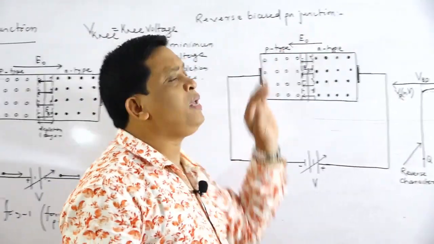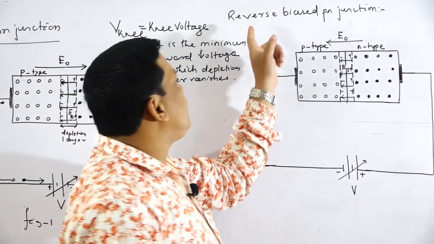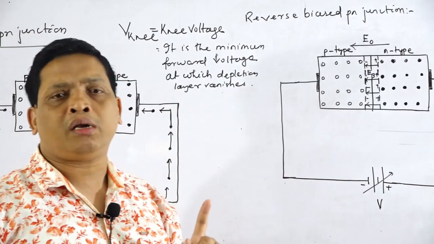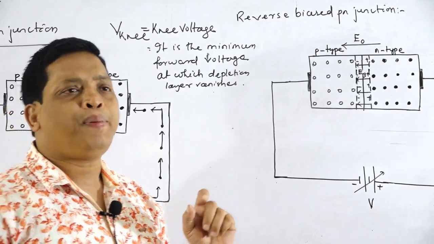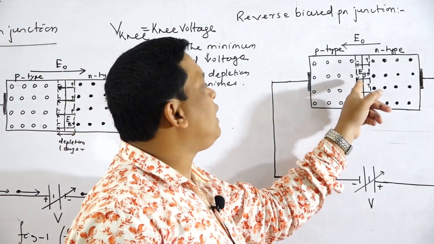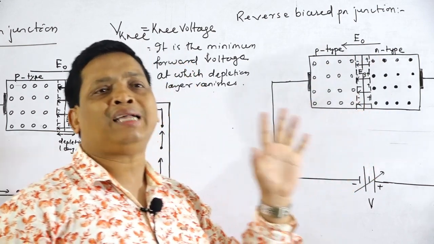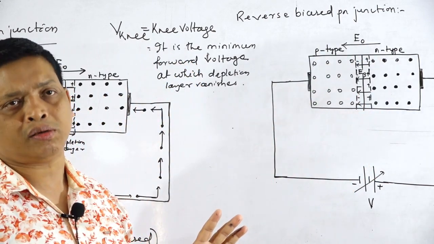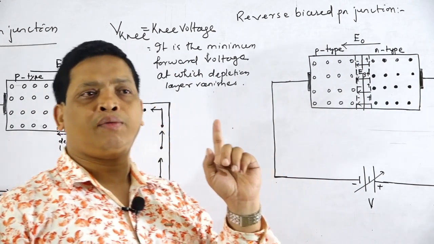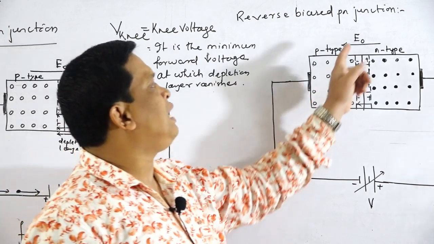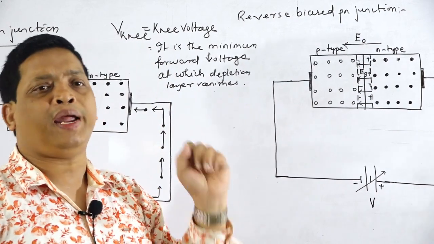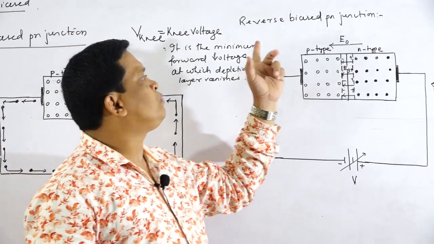Reverse biased p-n junction. What is the meaning of reverse biased p-n junction? A p-n junction to which the applied electric field is parallel to the internal barrier field is known as a reverse biased p-n junction. I repeat, a p-n junction in which the applied electric field is parallel to the internal barrier field is called a reverse biased p-n junction.